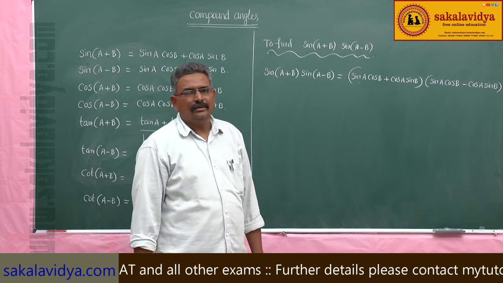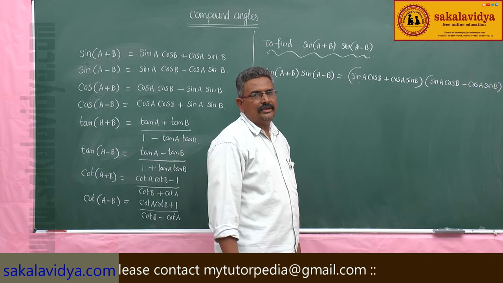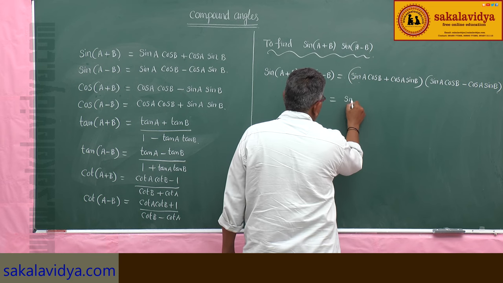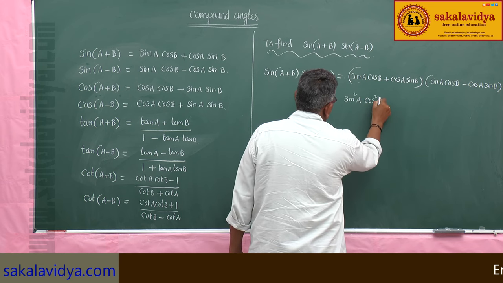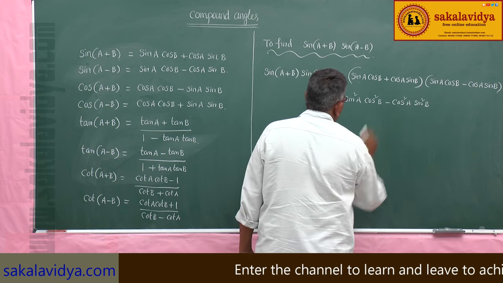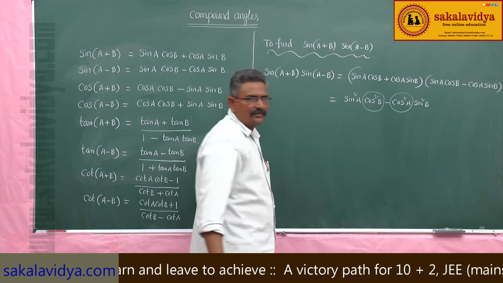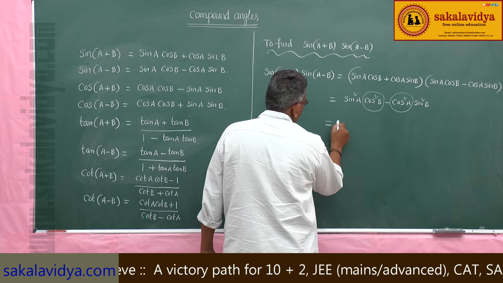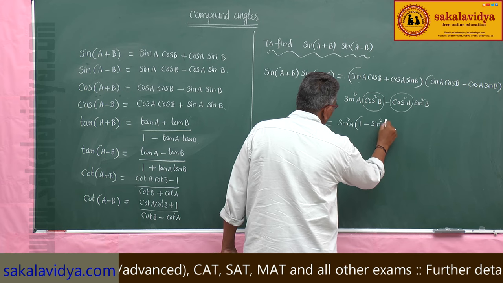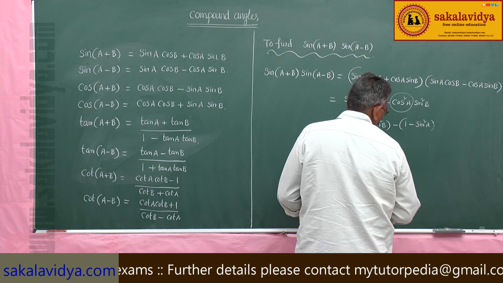Okay. Now, what do you observe in the right hand side? Right hand side is in the form of A plus B into A minus B. So, what do you write? A square minus B square form. So, we can write this as sin square A cos square B minus cos square A sin square B. Now, let us change this cos square B in terms of sin, and cos square A in terms of sin. So, sin square A into 1 minus sin square B and minus 1 minus sin square A into sin square B.